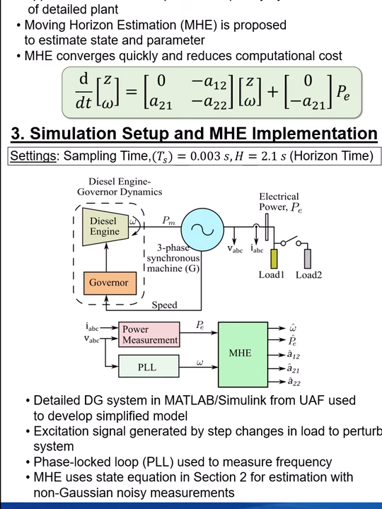A horizon length of 700 is chosen to capture the 2.1 seconds of the excitation signal. The sampling time of MHE is 0.003 seconds, which is selected based on the larger real part of the eigenvalue from the system matrix.